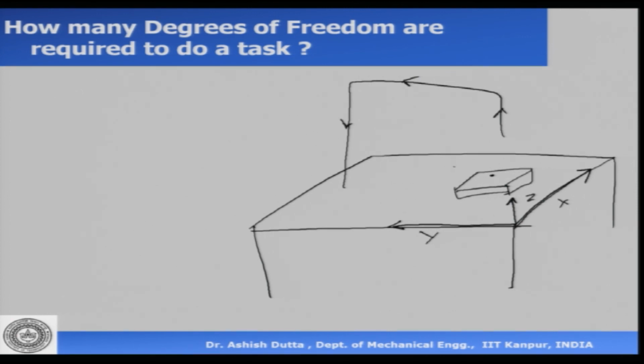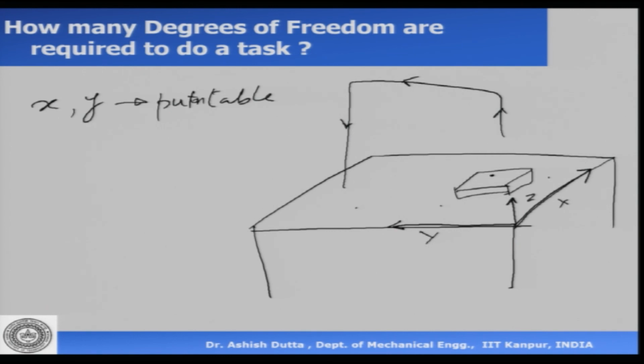Now, what does that mean? It means the CG of this object could be here, it could be here, it could be anywhere, right? And on this table, if it has to be anywhere, it needs 2 degrees of freedom. It will have an x coordinate and a y coordinate on this table. So, we need x and we need y just to put it on the table, which is 2 degrees of freedom.